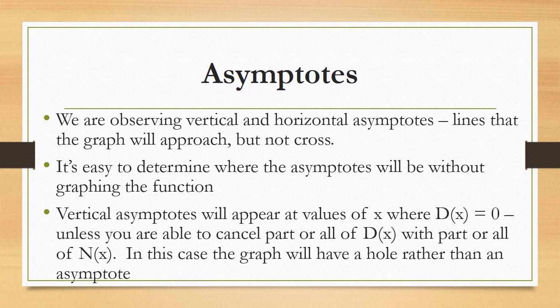Whatever x values make the denominator 0, those are kicked out of the domain. Those cannot be in the domain. Now, whether or not they will be an asymptote depends on whether or not you can cancel one of the factors in the denominator with a factor in the numerator. If you can cancel one of those factors in the denominator, then that x value, instead of being an asymptote, will be a hole.